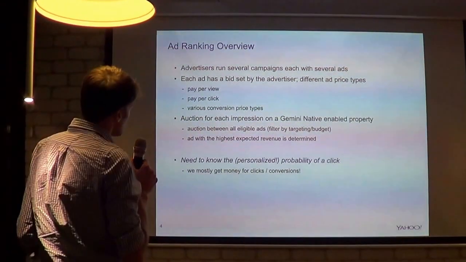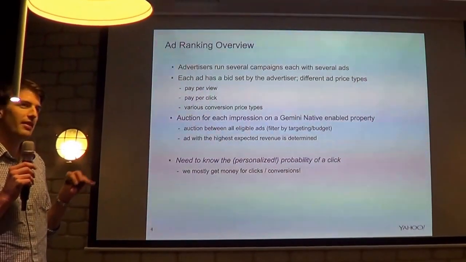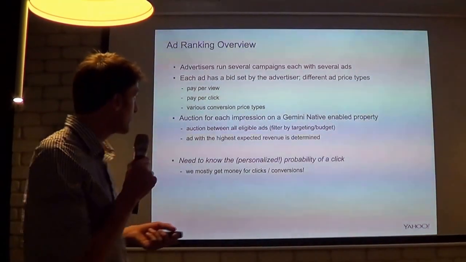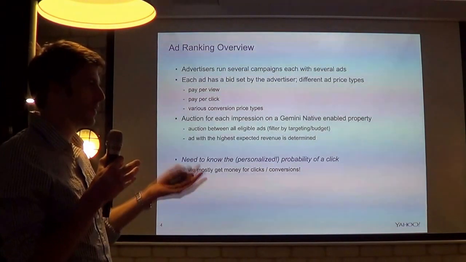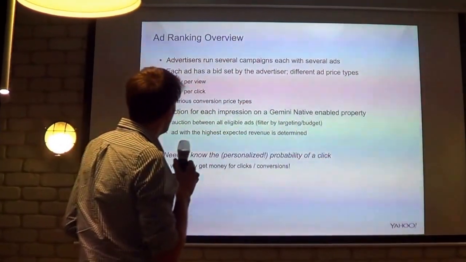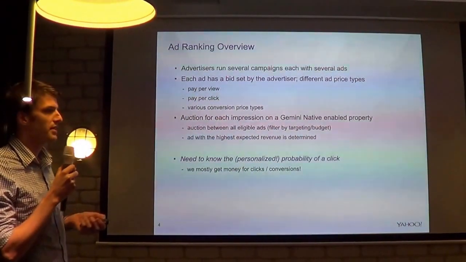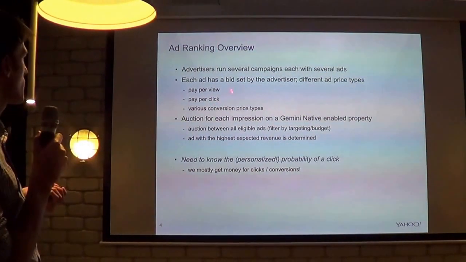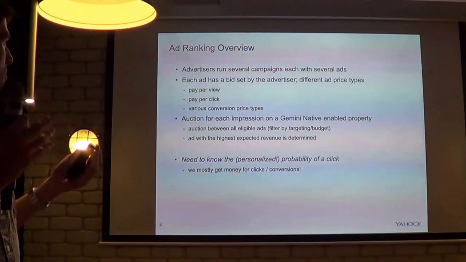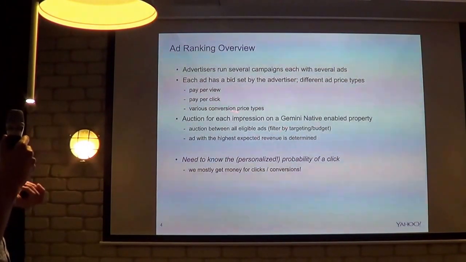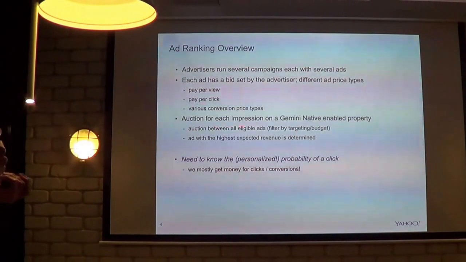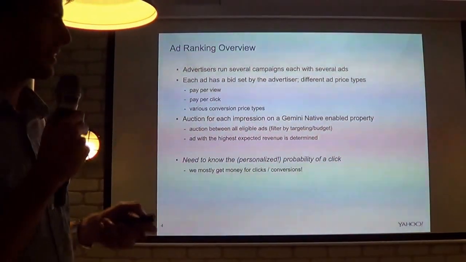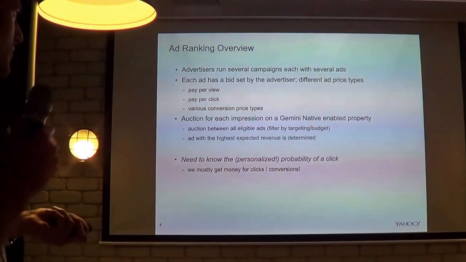So, ad ranking overview. To those not familiar with the topic, essentially you have advertisers. An advertiser can run different campaigns, and each campaign might have different ads. They might choose to run one campaign with different ads, optimized for different people and targets. Now each ad has a bid, which is set by the advertiser, and you have different ad price types in the market. So maybe an advertiser wants to pay per view, which is the classic display ad, or pay per click if they really care about clicks, or, definitely also important, various conversion types, where the advertiser really says, I care about a user arriving, or signing up for a newsletter, or buying a product, something like that.